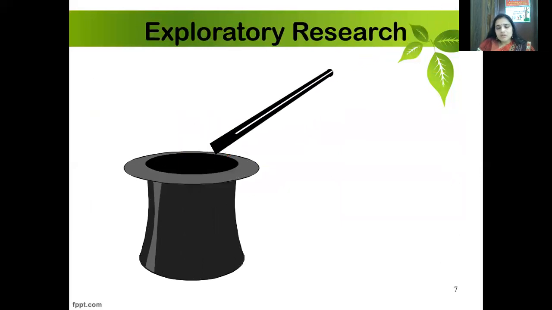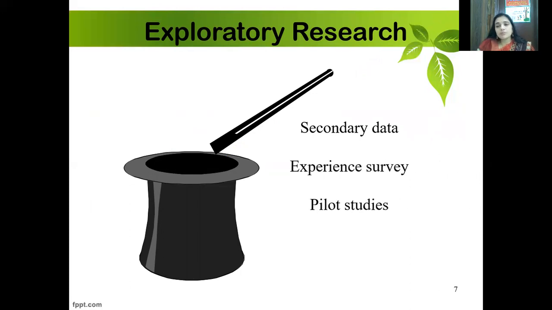How is exploratory research done? Generally with the help of secondary data, experience surveys or pilot studies. Secondary data is data available on different websites, in libraries, in magazines, anywhere. Experience survey means you will be going to people and asking them about things, for example, about the product. You might ask them, what kind of product do you use? Why do you use this? What are the features you want to be available in the product? What should be the price? What is an affordable price for you? And so many other things.